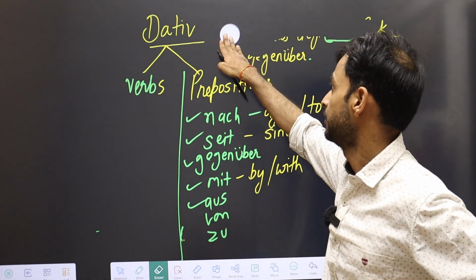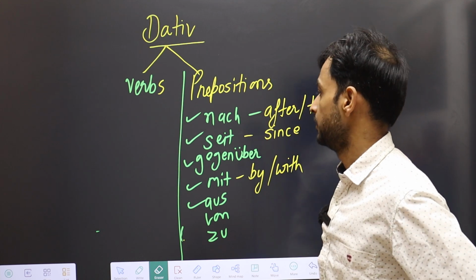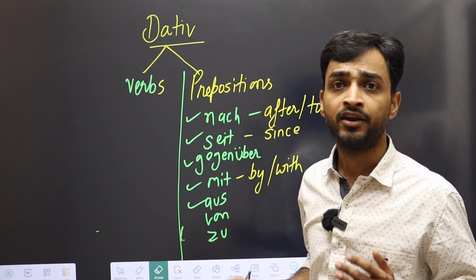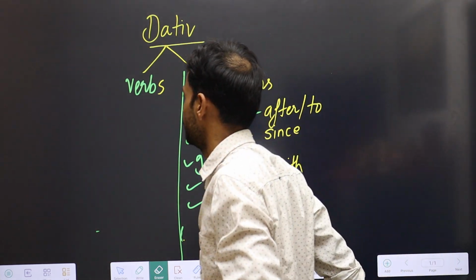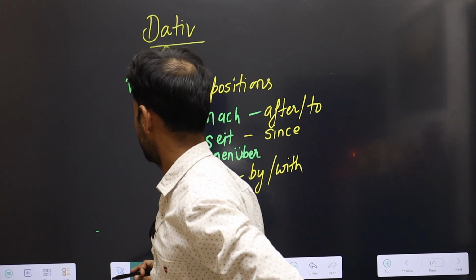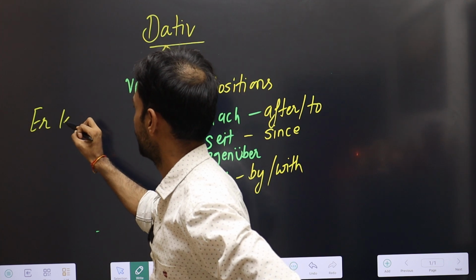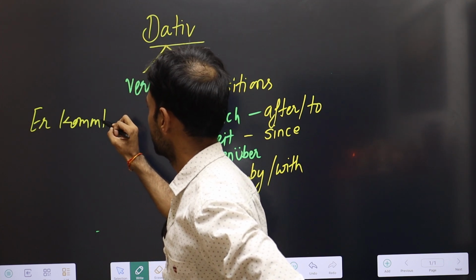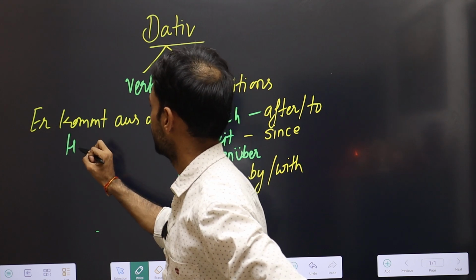So if I say he is coming from the office, he is coming from the home. Kommt aus dem Haus. Kommt aus dem Büro. Yeah, he is coming. So kommt aus dem Haus.